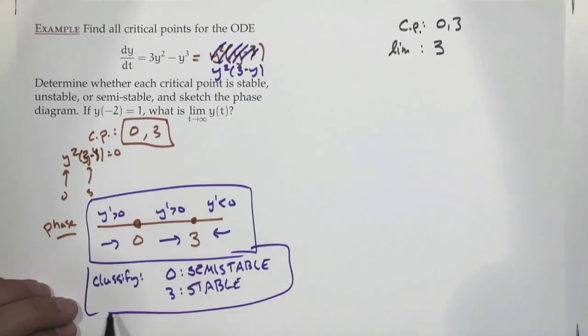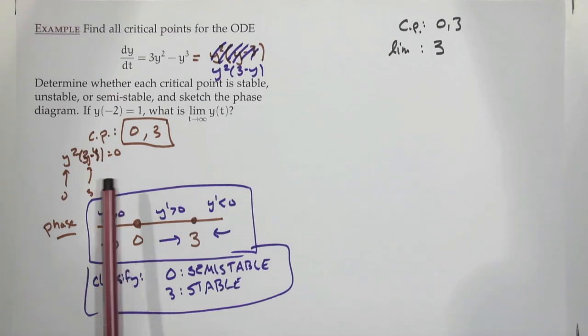The only thing left is the question, y of minus 2 equals 1. So we have an initial condition. What's the long-term behavior for y? All right, so how do we figure that out? And in particular, how do we use the phase diagram to figure it out? We could sketch typical curves, but actually we can find it from the phase diagram.